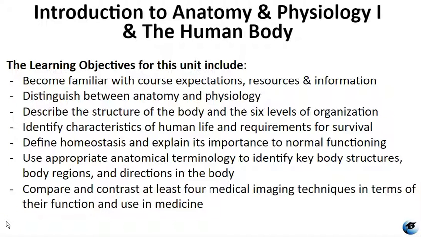We'll distinguish between anatomy and physiology. We'll describe the 6 levels of organization of the human body, identify characteristics of human life and requirements for survival. We will define homeostasis, explain its importance to the normal functioning of the human body. We'll use the appropriate anatomical terminology to identify key body structures, regions, and directions in the body. And finally, we will compare and contrast medical imaging techniques and how they're used in medicine.